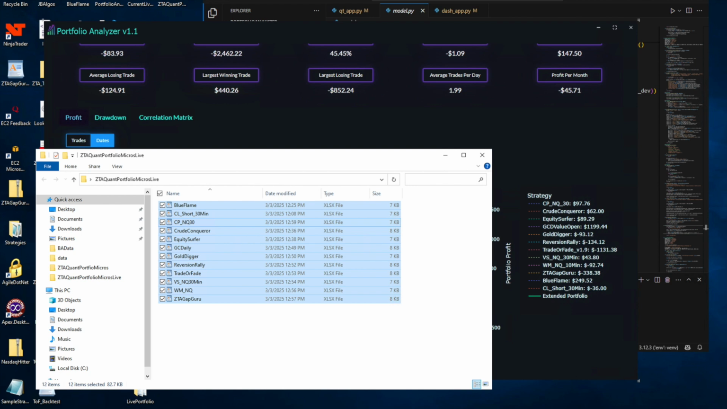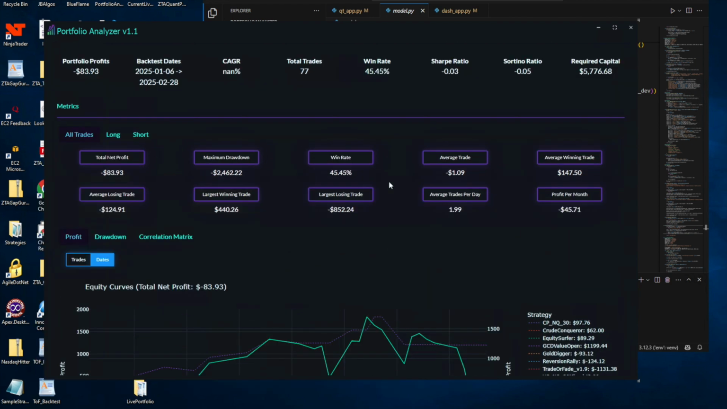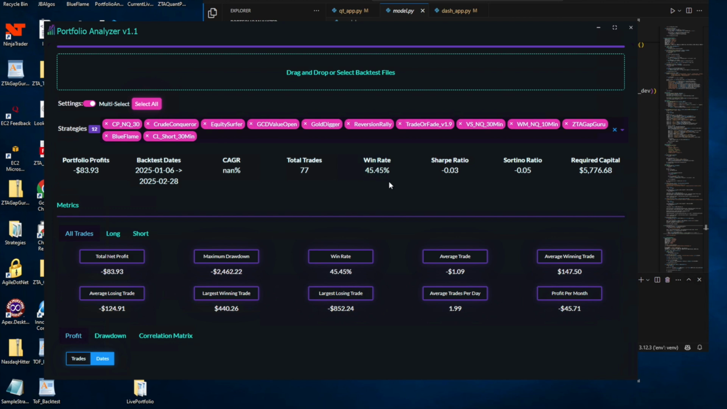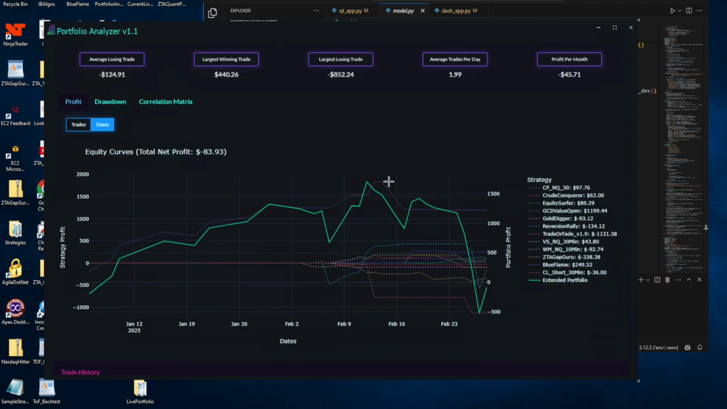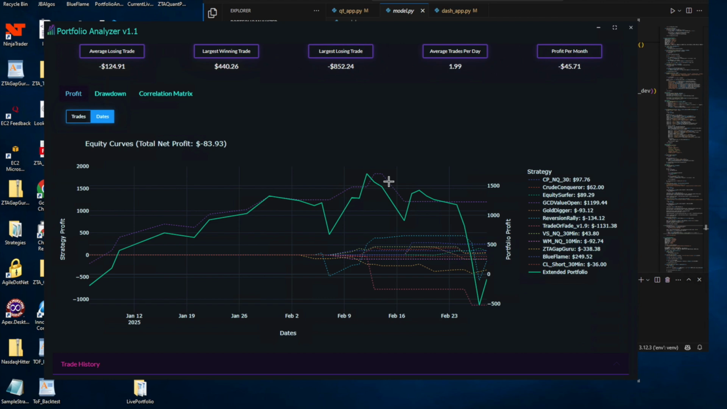So what I did was I exported all of the trade history from the 12 ZTA quant portfolio systems, and I imported all of those trade history files into our own proprietary software tool here called Portfolio Analyzer. This is an absolutely phenomenal tool that we've been using to help us model out our portfolios, see how they have done historically, and we have tons more features planned to improve it over time and to make it more and more useful and more robust for our clients and for our users.